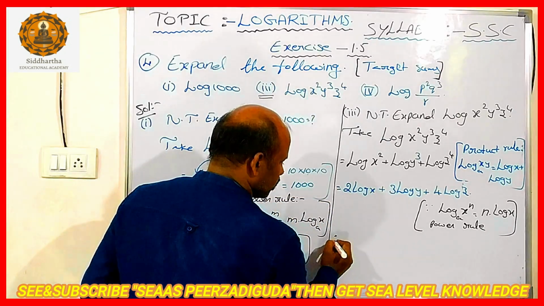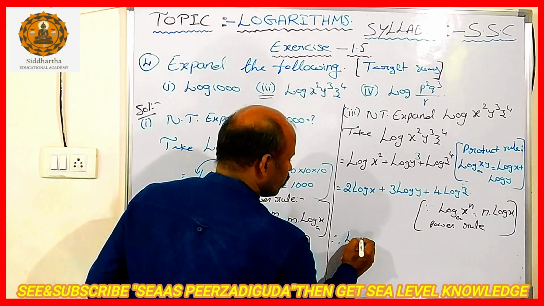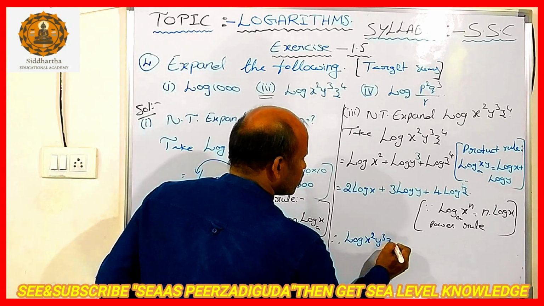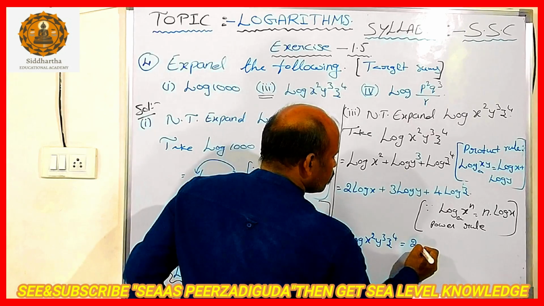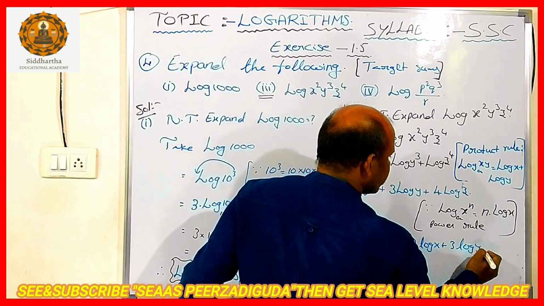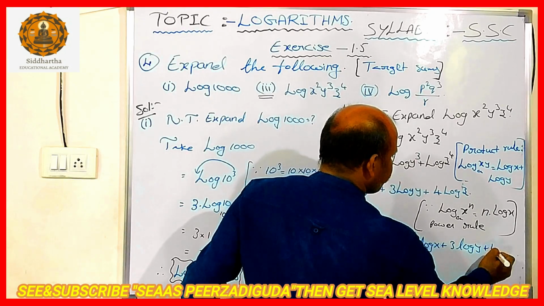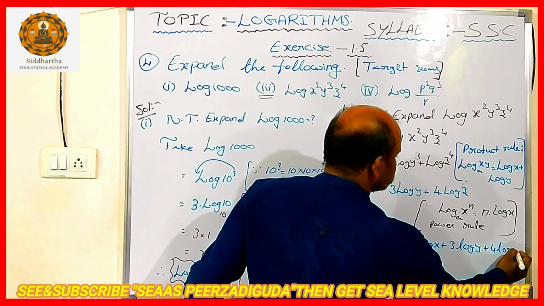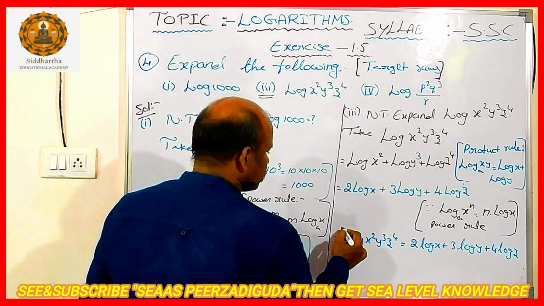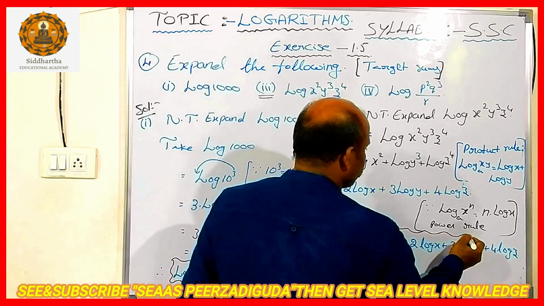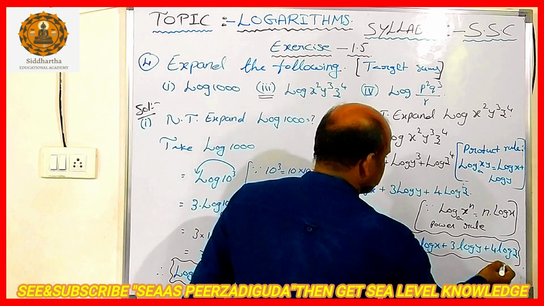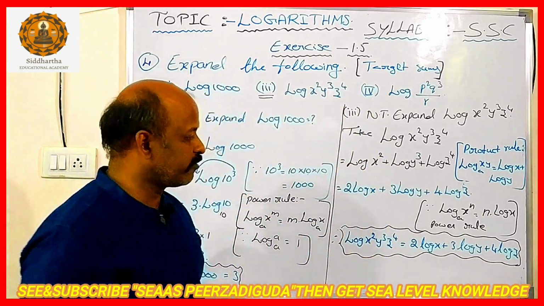Now you observe here, therefore, log x power 2 y power 3 z power 4 is equal to 2 log x plus 3 log y plus 4 log z. So we expanded the value of log x square y cube z power 4.